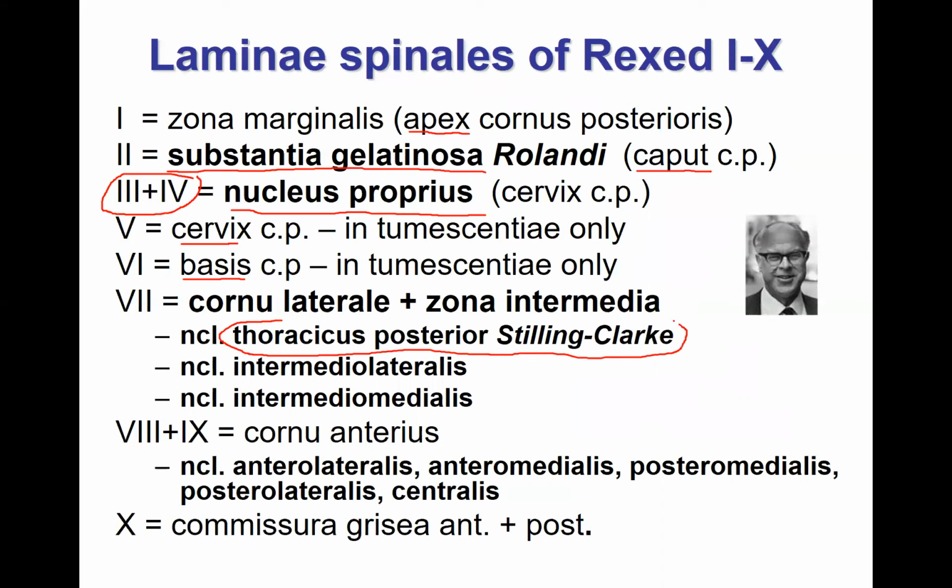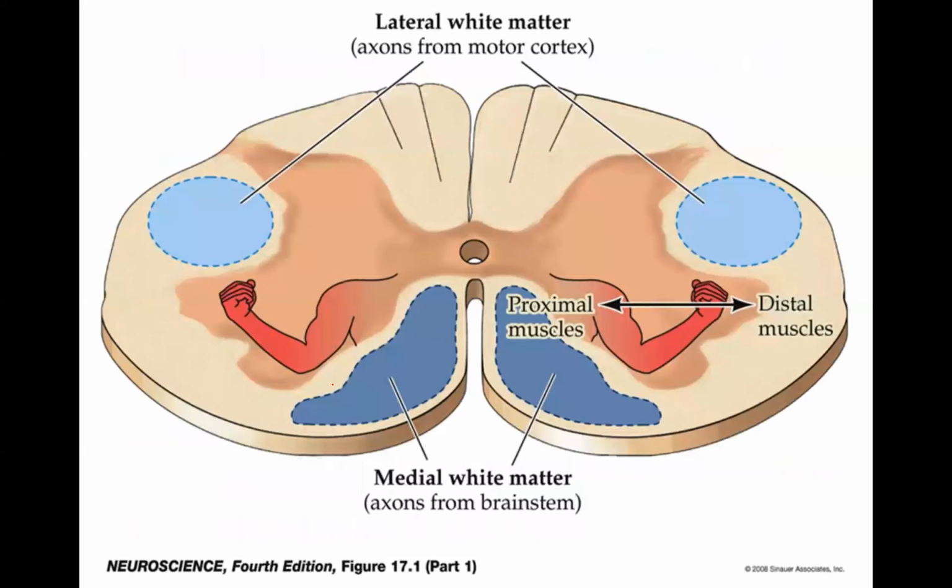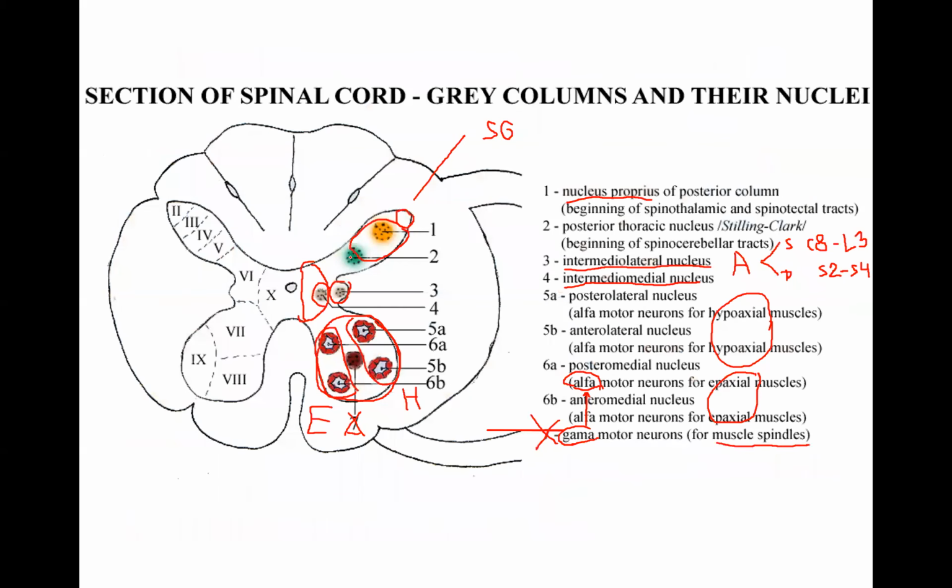It's the so-called Stilling-Clarke nucleus or posterior thoracic nucleus. It means it's the largest inside the thoracic area. So it's this one, the posterior thoracic nucleus of Stilling-Clarke. And this nucleus serves for tracts into the cerebellum.